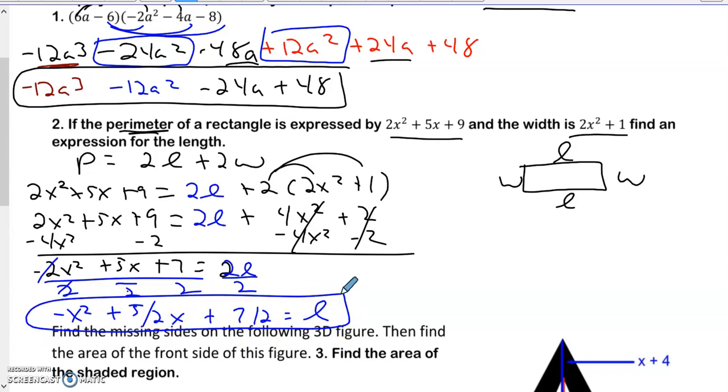The only thing I would do is to write it with a unit. So you want to keep it as a unit, as units squared.